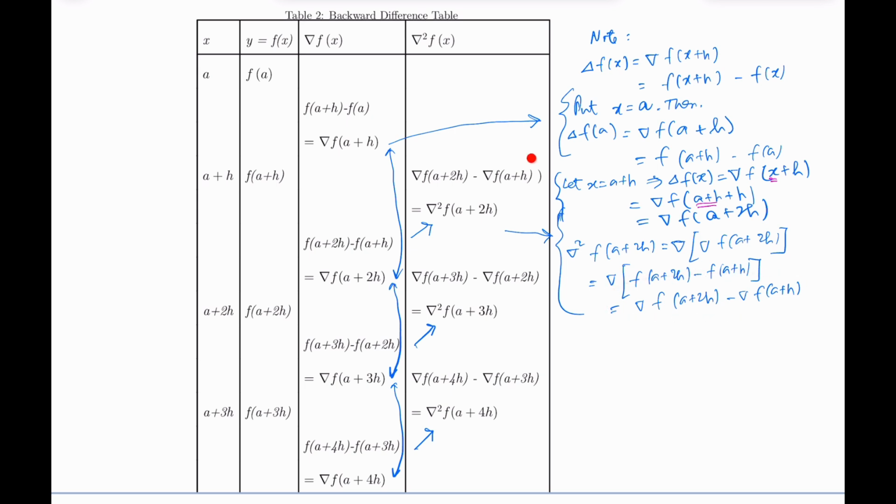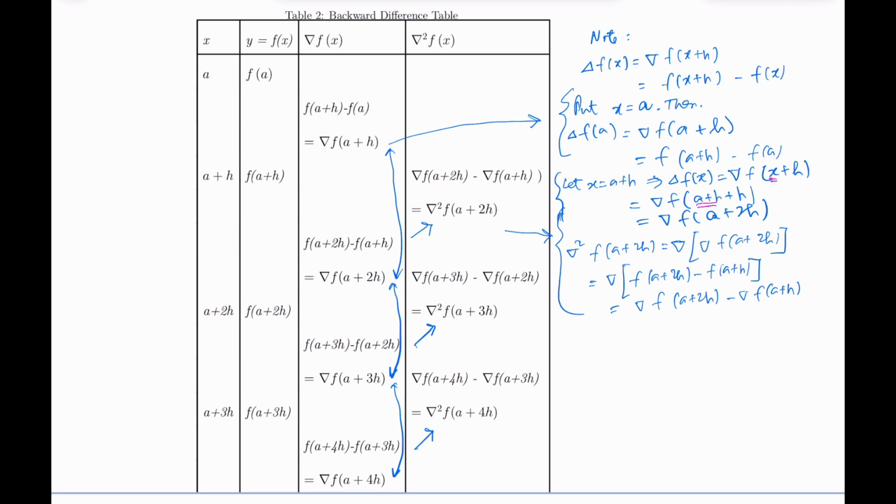Okay, so this thing is here. Similarly, the difference of these two is del f a plus 3h minus del f a plus 2h, and this is equal to del square f a plus 3h. This can also be shown like this. You can easily show that this is equal to this one, as we have shown it for the earlier term.